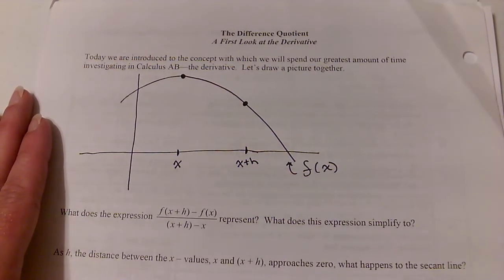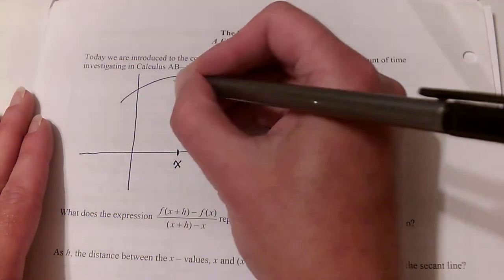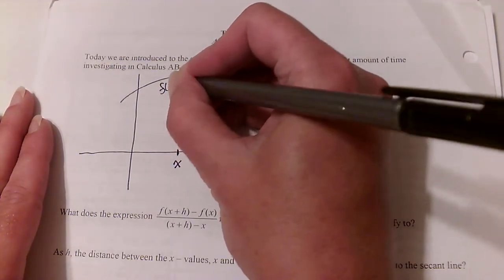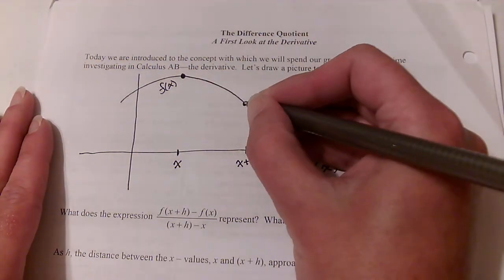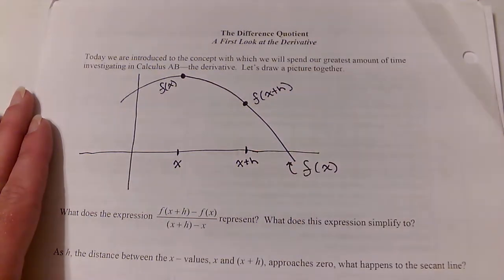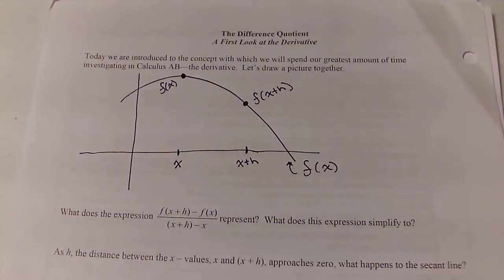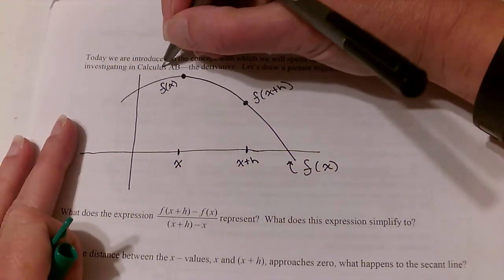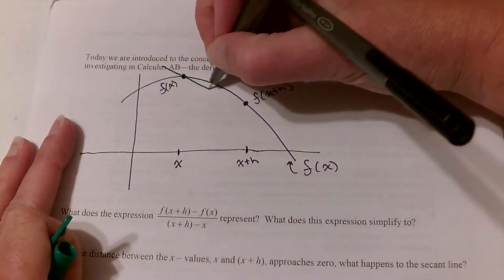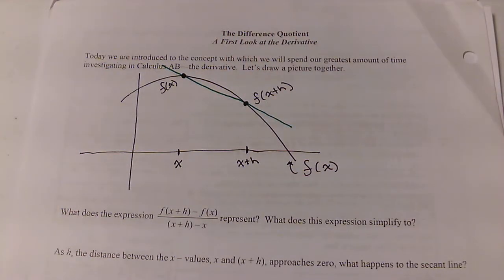how far we went, then the y value that goes with x would be considered f of x. And the y value for this point would actually be f of x plus h. If I play connect the dots, when I connect those dots, I can make a line. It's a horrible line, but it's a line.